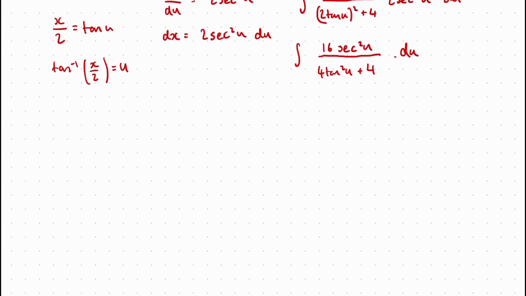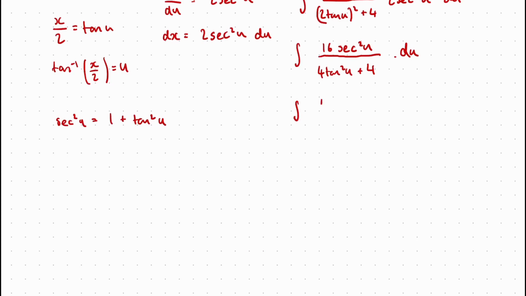This is still not something that's easily integrated from this point, unless you identify the fact that we can change 4 tan squared u plus 4 into sec squared u via our trig identity. The trig identity I am referring to is sec squared u is equal to 1 plus tan squared u. So I can factorize 4 out of 4 tan squared u plus 4 to get tan squared plus 1, which would be sec squared, which means 4 tan squared u plus 4 is equivalent to 4 sec squared u.